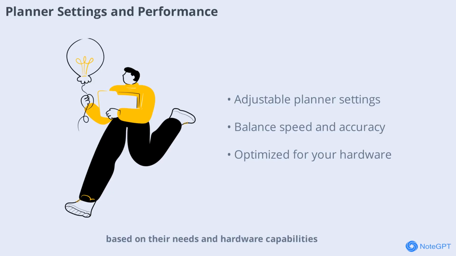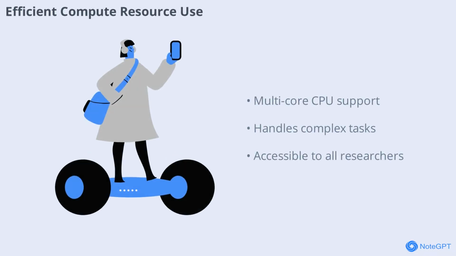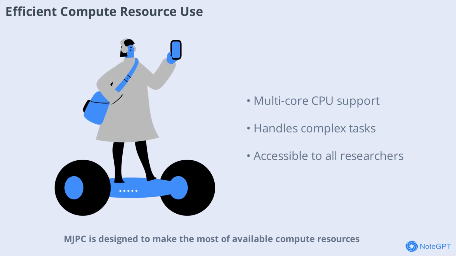MJPC is designed to make the most of available compute resources. By leveraging multi-core CPUs and efficient simulation techniques, it can handle high-dimensional tasks on standard hardware. This efficiency ensures that advanced robotics research is accessible to a wider audience, not just those with specialized equipment.